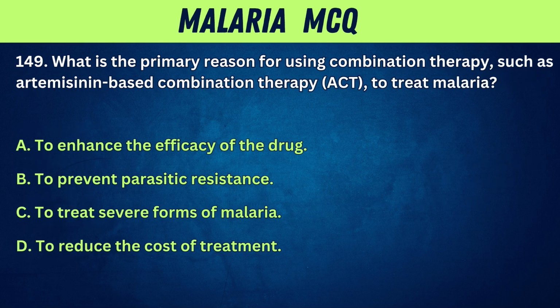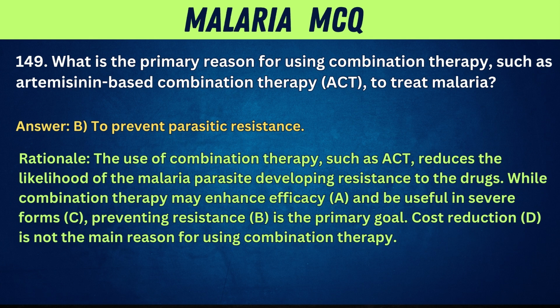149. What is the primary reason for using combination therapy, such as artemisinin-based combination therapy, ACT, to treat malaria? A. To enhance the efficacy of the drug. B. To prevent parasitic resistance. C. To treat severe forms of malaria. D. To reduce the cost of treatment. Answer: B. To prevent parasitic resistance.